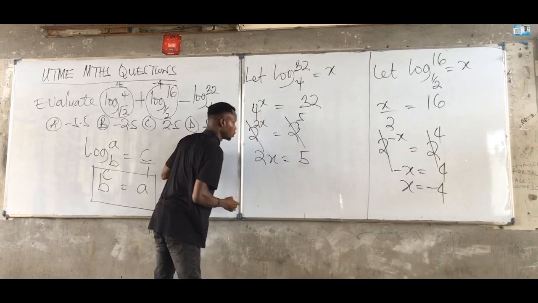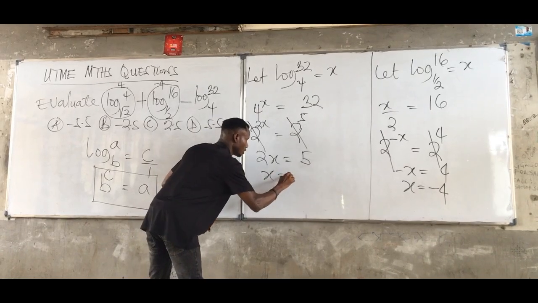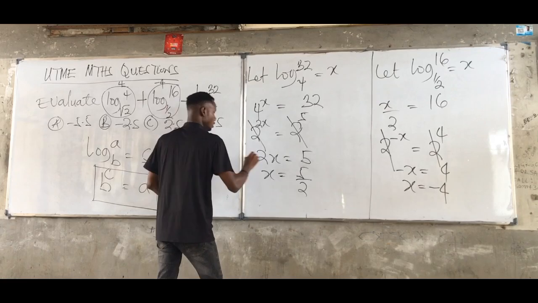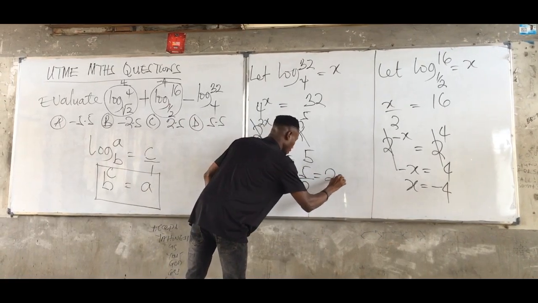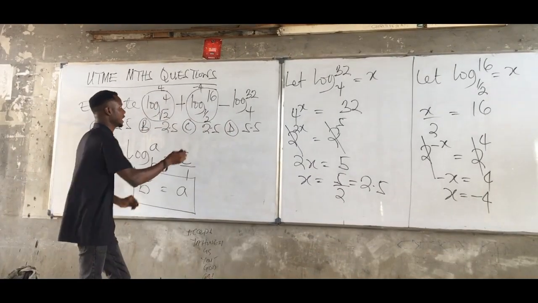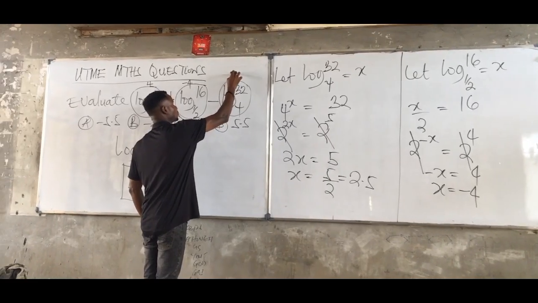So making s the subject, what will be our s, please class? 5 over 2, which is what, please class? 2.5. Am I correct? Okay, you can write. So that means this guy here, please take note, gave us 2.5.